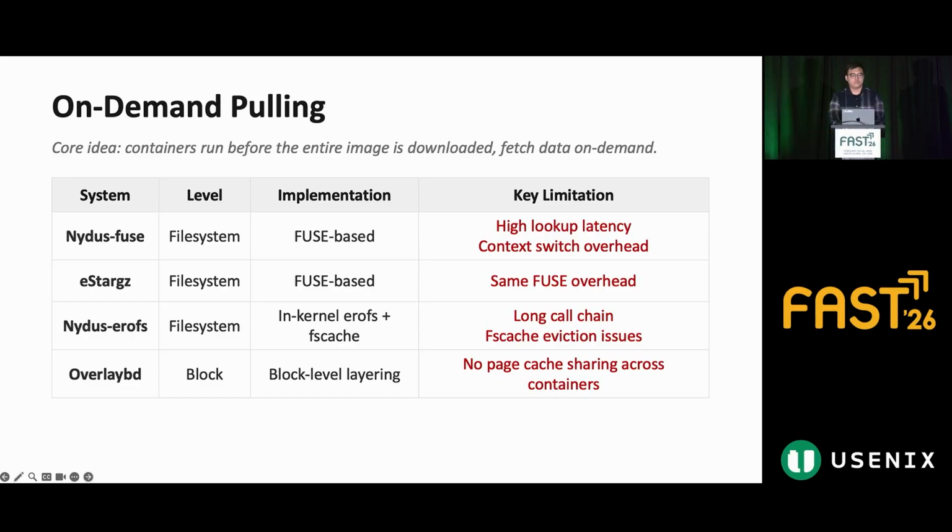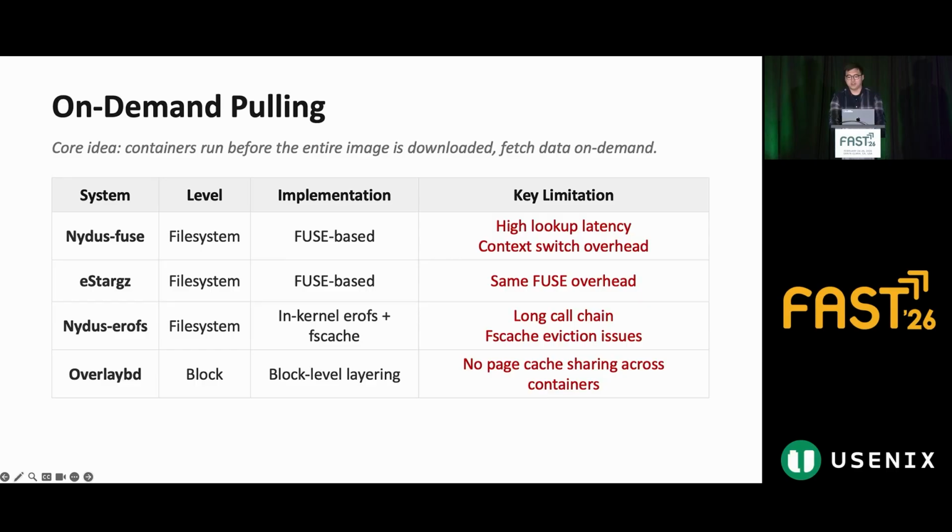For example, Nydus FUSE and eStargz are FUSE-based file-system-level solutions, but they inherit FUSE's two core costs. First, every metadata lookup requires a round trip to the user space daemon and multiple context switches between user space and kernel space. Second, even already downloaded data is still routed through user space for reads. Another solution is Nydus, which avoids FUSE by modifying the in-kernel EROFS to work with FS-Cache.